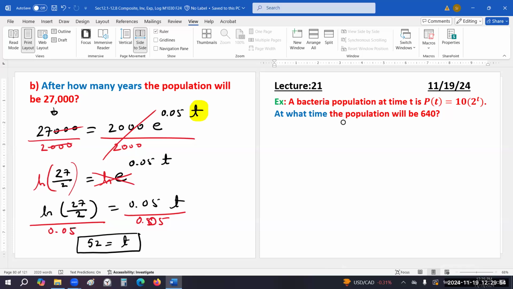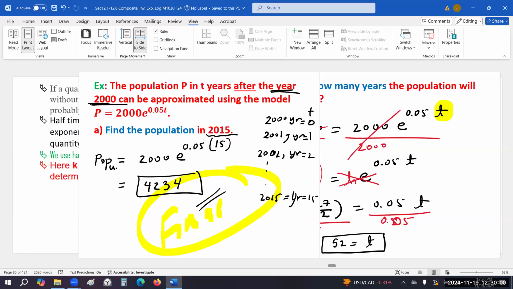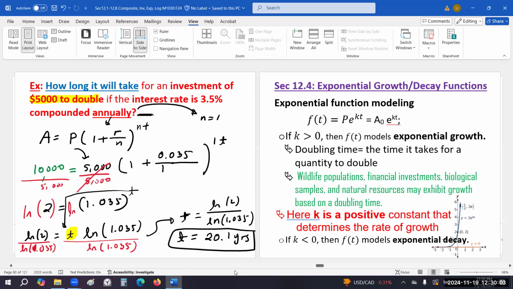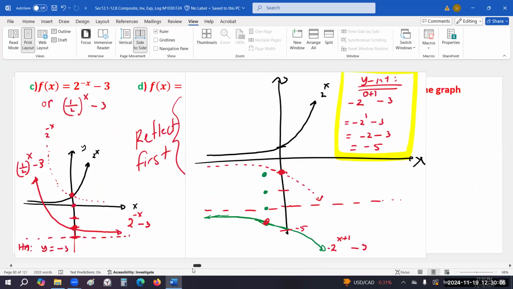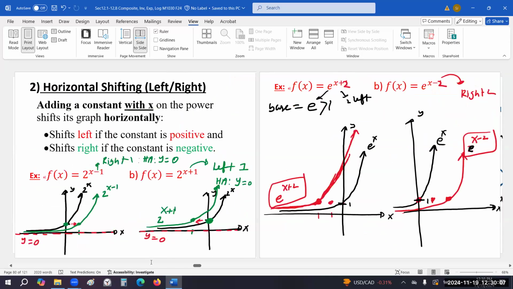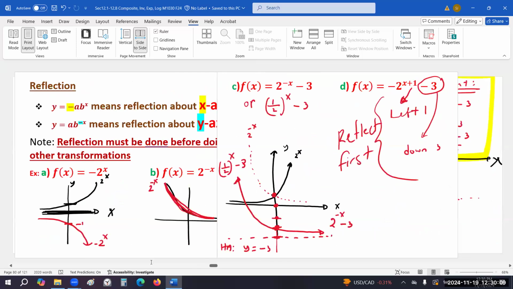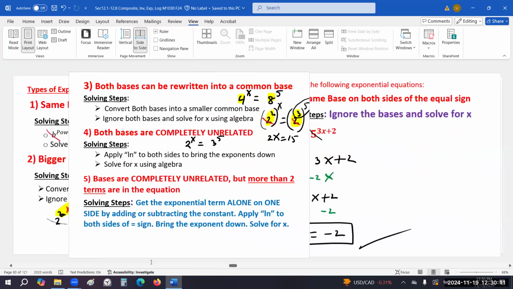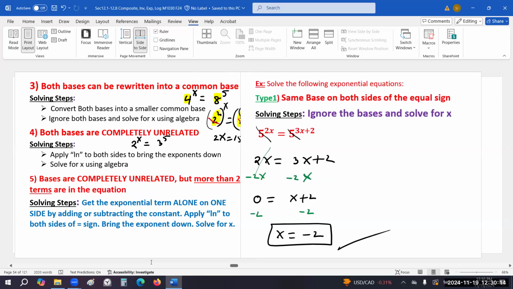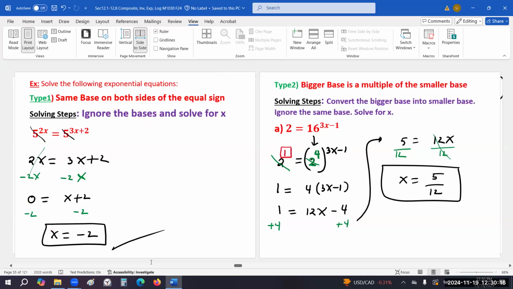So we are doing application of exponential. Let me review a little bit from before. We have 5 types of exponential equation, and based on what is given, we take different steps. For example, the first type is when you have the same base. We cancel the same base, set the powers equal to one another, and solve for x algebraically.